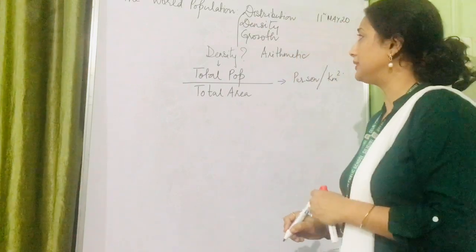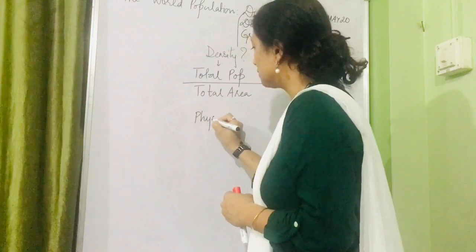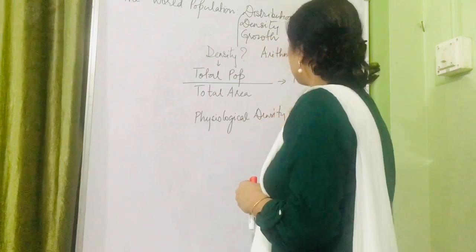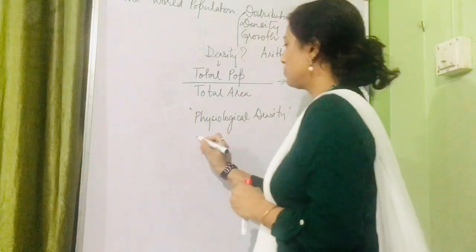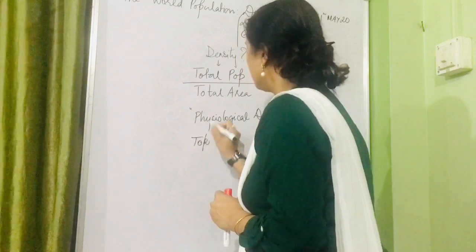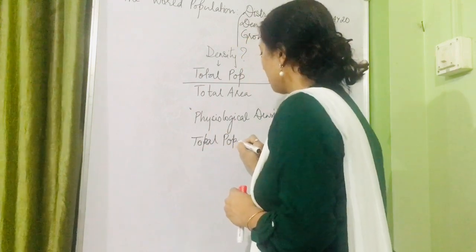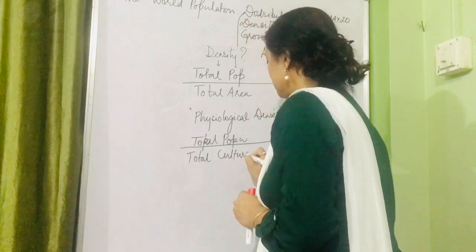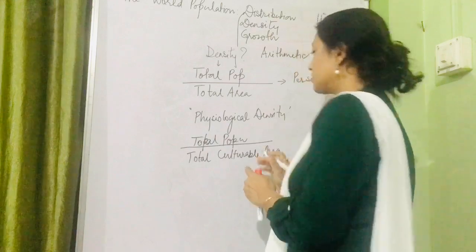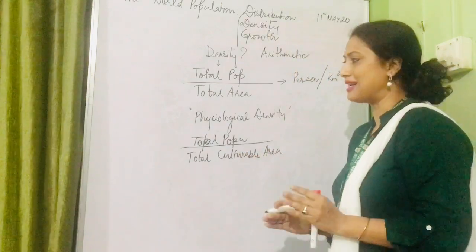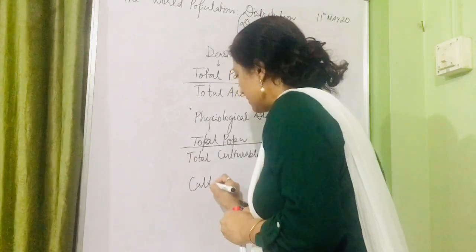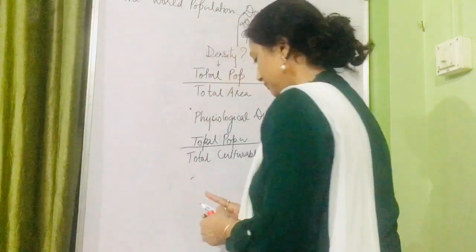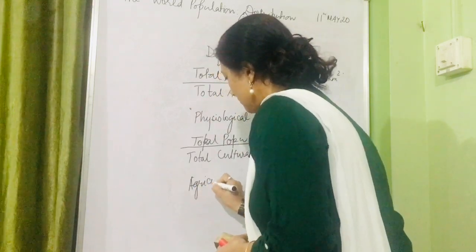There are some other ways also to calculate density, like physiological density. You will find this word physiological density while studying India's density. Why? Because it studies the ratio between the total population and the total cultivable area. It means it will tell you the population pressure on arable land. There is a third type of density that is also known as agricultural density.